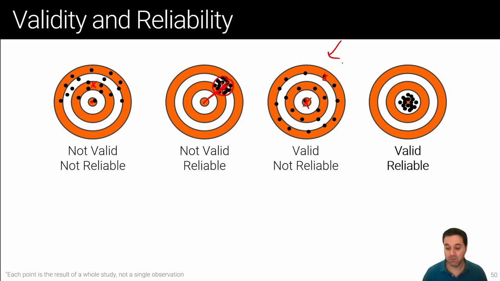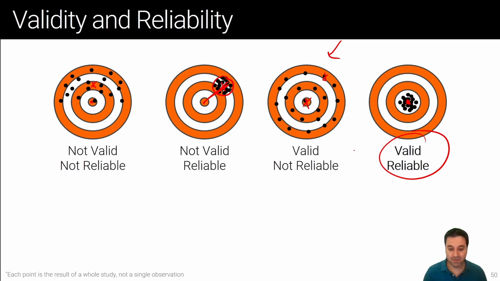And then ideally, we would be in a case in which we are both reliable and valid, meaning on average, we have the result we want, we do measure what we want to measure, and any given replication of our study is going to be very close to it. So we have a lot of certainty. Now, again, this is what we want to have.